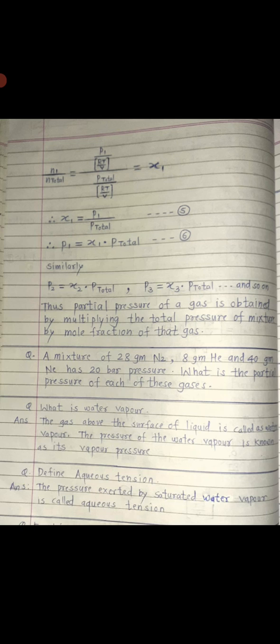Okay. Now, what is aqueous tension? Definition of aqueous tension: the pressure exerted by saturated water vapor is called aqueous tension. What is water vapor? Water vapor की definition क्या है? The gas above the surface of liquid is called as water vapor, and the pressure of the water vapor is known as its vapor pressure. Now, what is aqueous tension? It is defined as the pressure exerted by saturated water vapor.